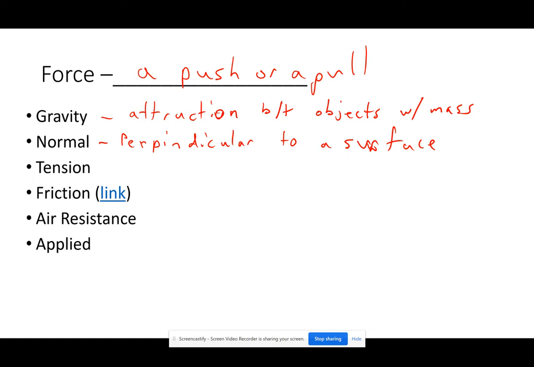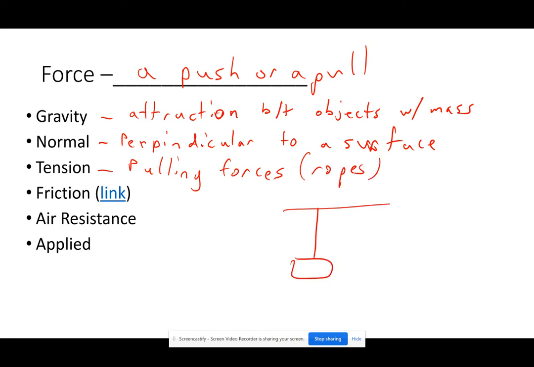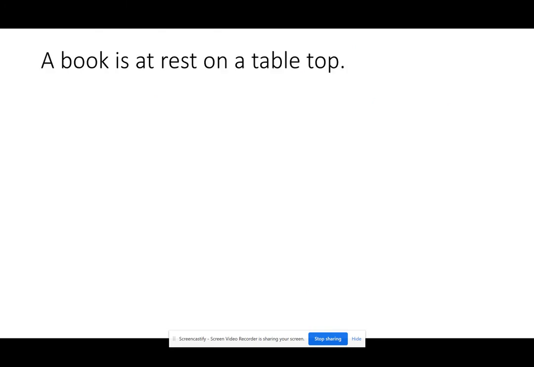The next kind of force is tension force. This is a pulling force, and I want you to think ropes here. This is what ropes do. So let's say I have an object suspended from the ceiling. Well, and this is the object, gravity's pulling down, so that's F grav, and tension is pulling up. We're going to call that F tension. Every point along this rope is experiencing tension.